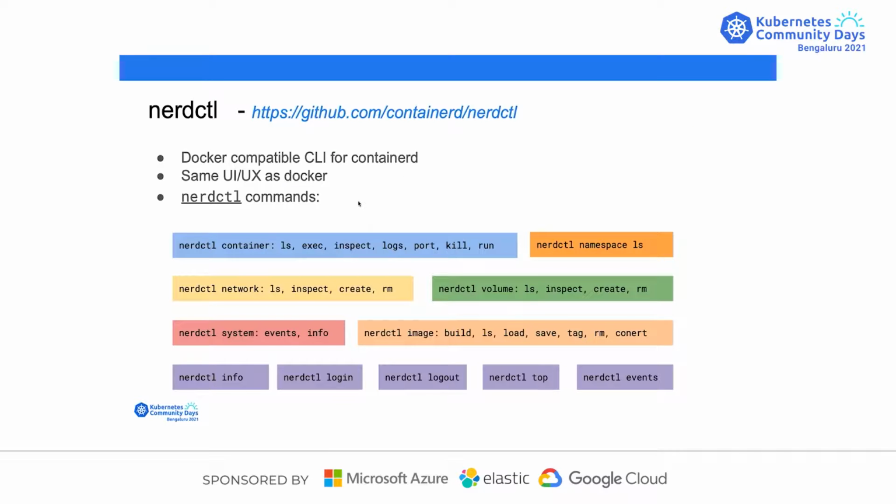The nerdctl command line interface has the same UX as Docker, so users can use nerdctl and Docker interchangeably. As you can see on the screen, these are the different command groups provided by nerdctl: container, network, volume, namespace, system, and image command groups, and all the functionalities under those command groups. These are the same functionalities as you get on the Docker CLI, and the command paths are the same. In addition to these utilities, nerdctl also gives you login and logout for container registries.